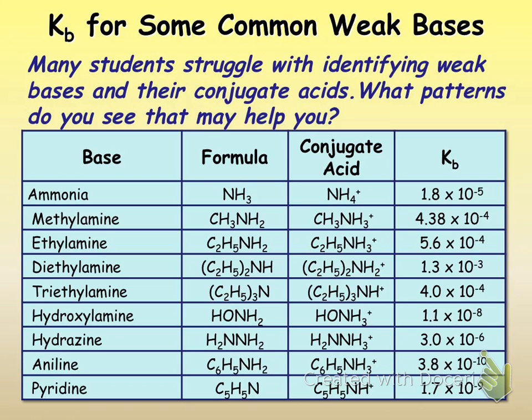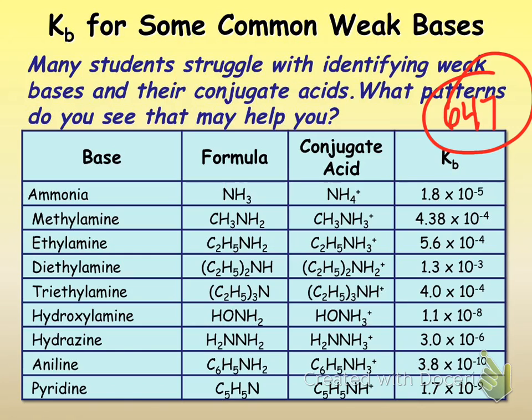Alright, so here's some Kb's for some common weak bases. I am sure this is in your book somewhere. In fact, it is. It's not as complete in your book, actually. On page 647, you'll find this table, and it's giving you some Kb's for common weak bases. Note that I'm not giving you Kb's for strong bases, because Kb is undefined for strong bases because of the almost 100% dissociation.